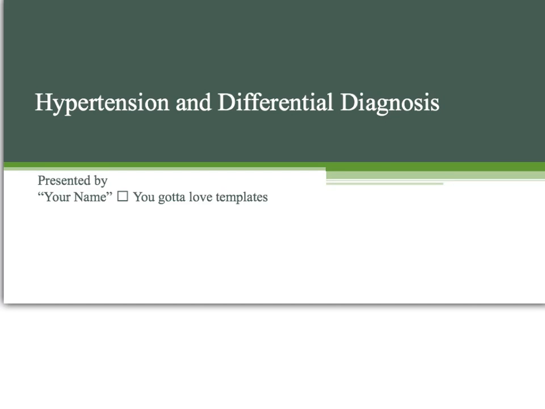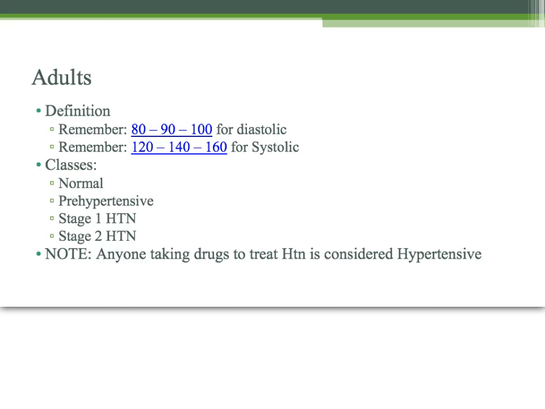This is going to cover some of the major causes of hypertension. We're going to talk about exactly what hypertension is, and I'm going to break it down between adults and children. And so there are these four classes whenever you classify a blood pressure. It can be normal, prehypertensive, stage 1 hypertension, or stage 2 hypertension.